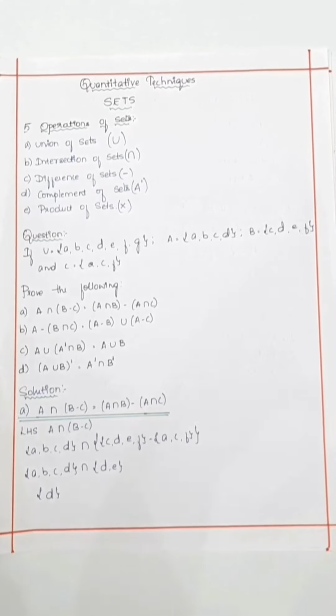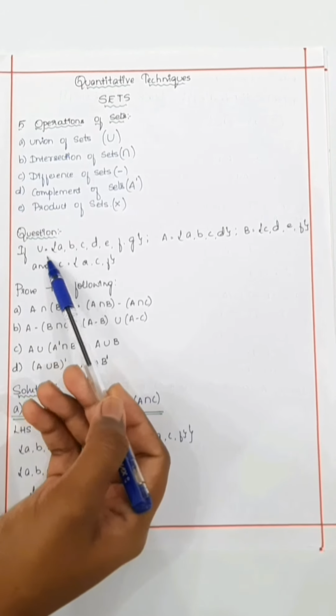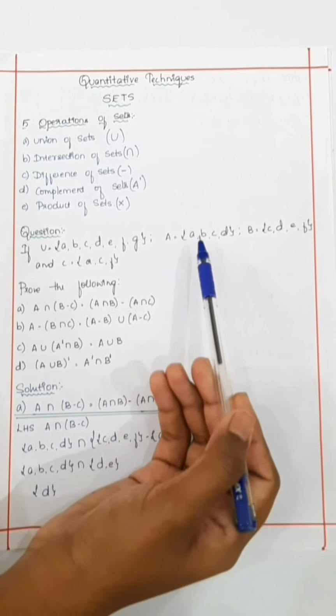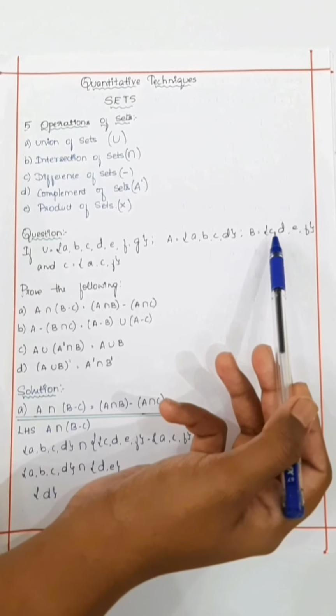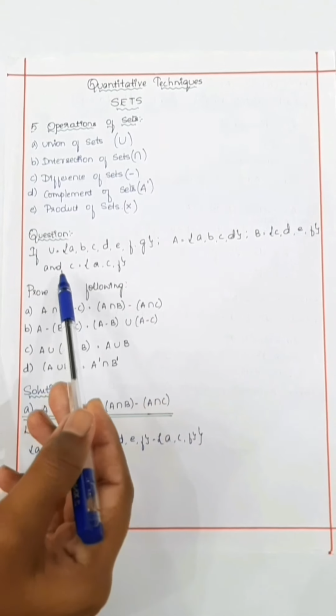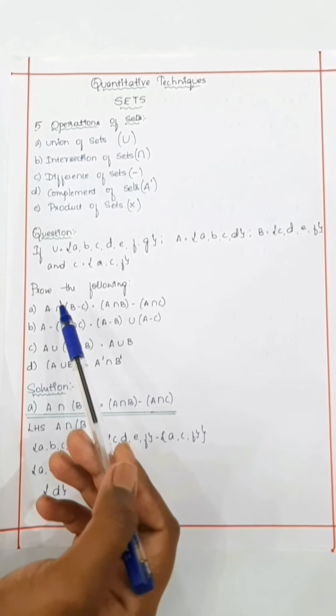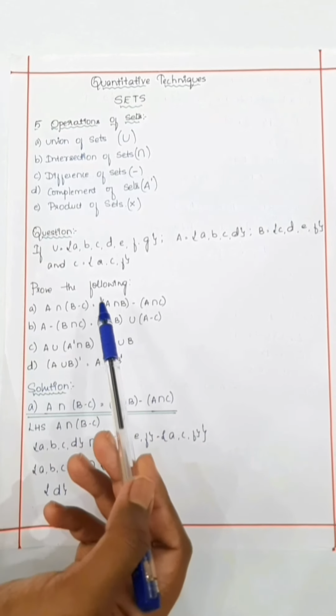I'll read out the question for you. If U is equal to {A, B, C, D, E, F, G}, A is equal to {A, B, C, D}, B is equal to {C, D, E, F} and C is equal to {A, C, F}. Here we have 4 sub-questions to prove. Let us solve one by one.